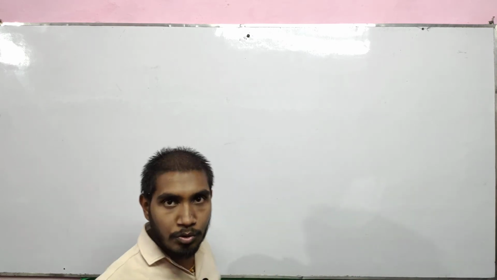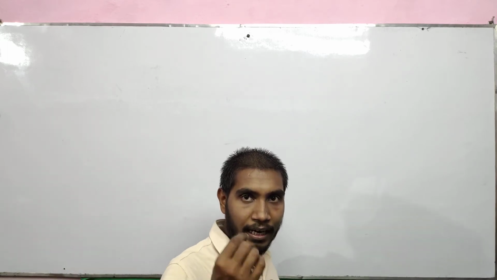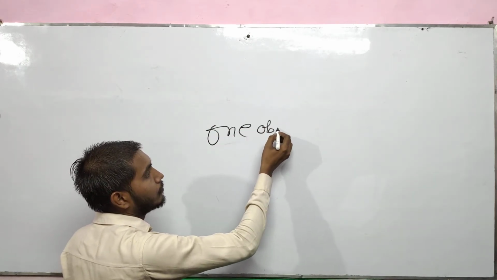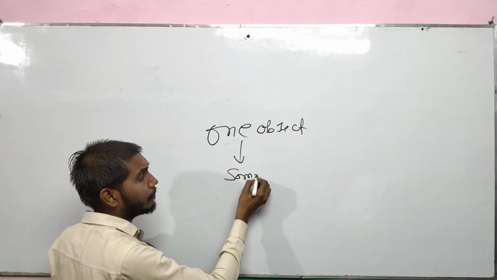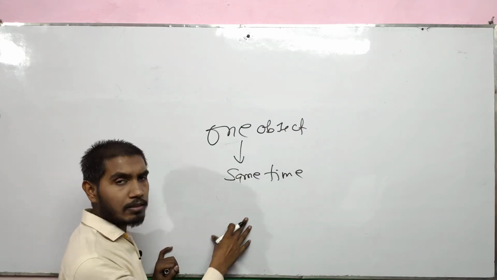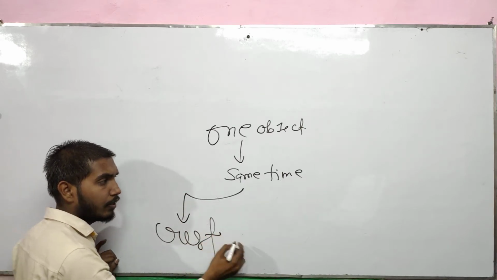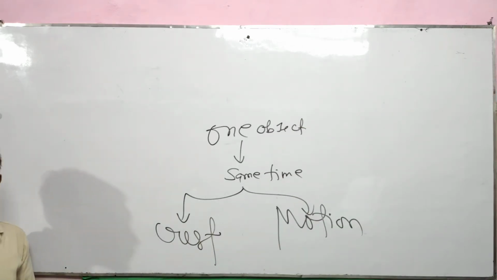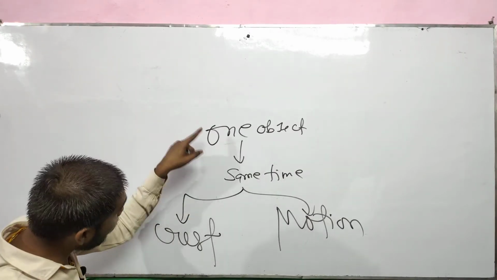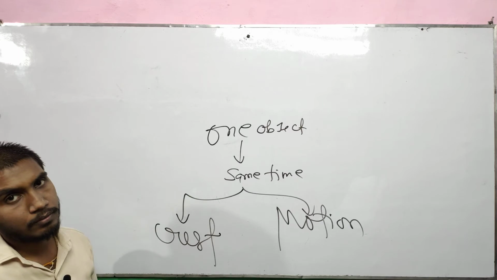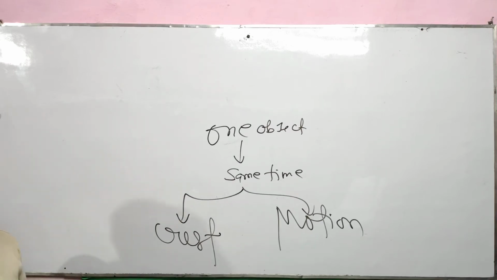My meaning is to say that at the same instant, any object may be in motion and also at rest. One object, simultaneously, may be both at rest and in motion. You are thinking, sir, how is it possible? It is possible.